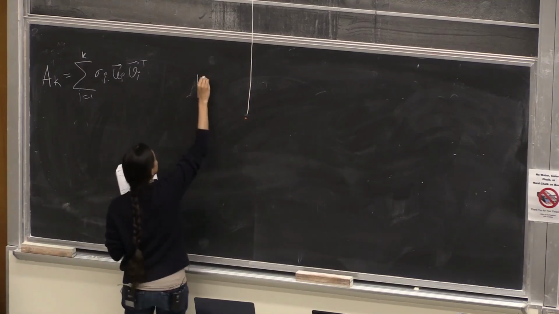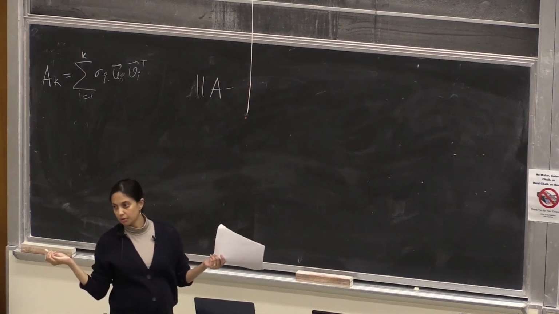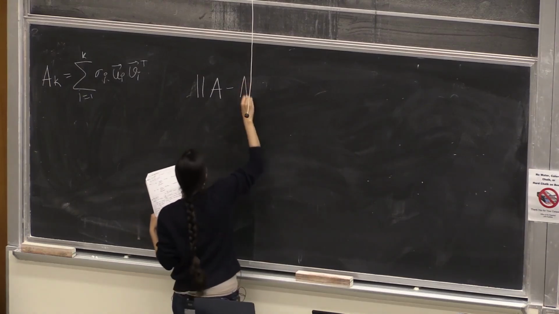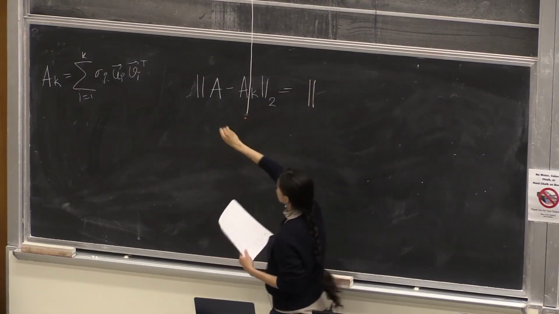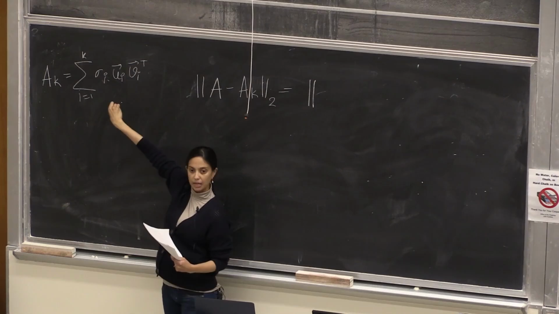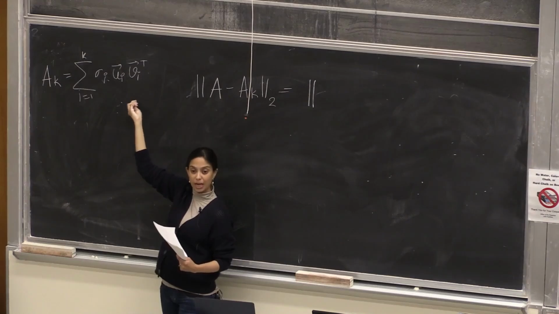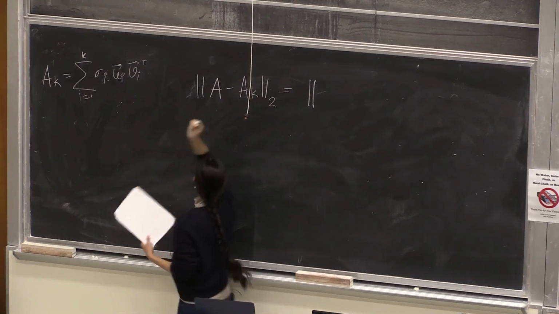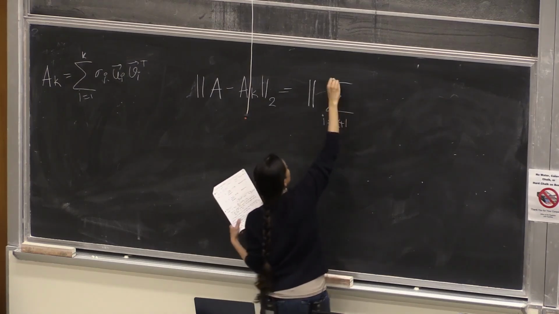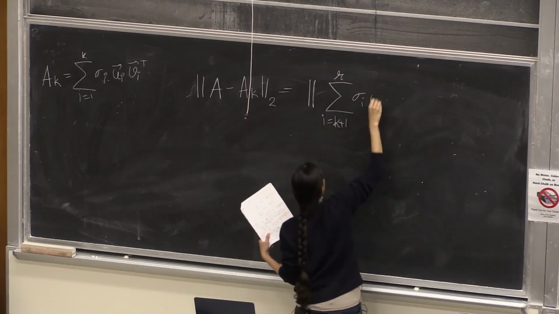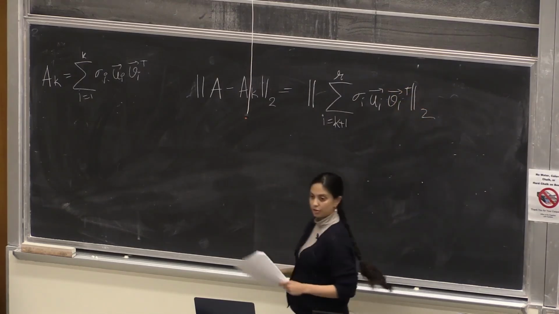And now I'm looking at this spectral norm of A minus B, and I want to prove that the best one is AK. So if I consider A minus AK, what is this equal to? A I know is a summation like this. A is this summation going from 1 to R. AK is going from 1 to K. So A minus AK is a summation going from K plus 1 to R, sigma i, ui, vi transpose, right?